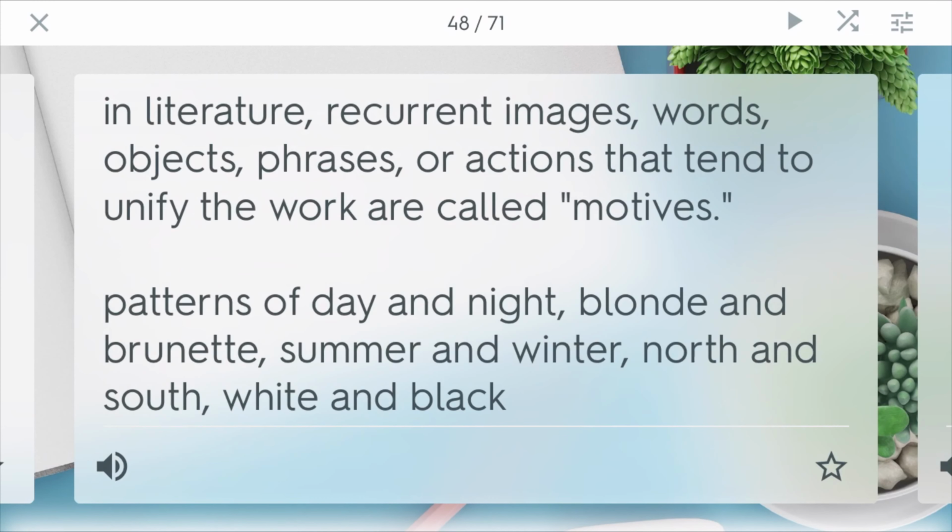Motifs in literature are recurrent images, words, objects, phrases, and even actions that tend to unify the work. They're most often leading to things like motives. Patterns of day and night, blonde and brunette, summer and winter, north and south, white and black. These contrasts are frequently motifs in stories.